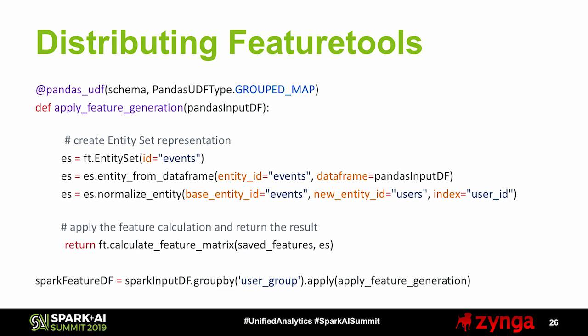So the result of this is that we have our raw input data. It gets transformed into a user level summary. And as a result, we have a list of users with a very wide representation, which you can then throw at your favorite classification or regression method.